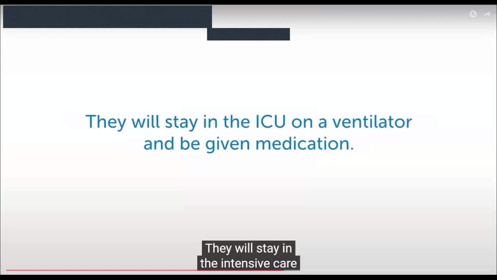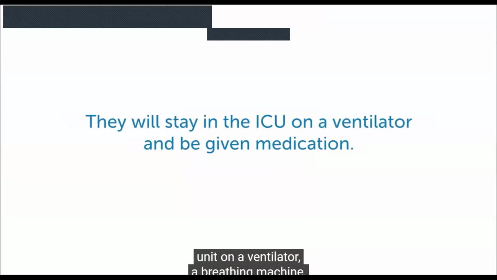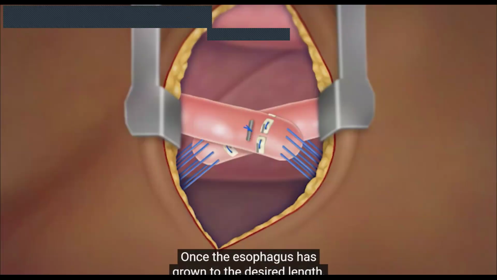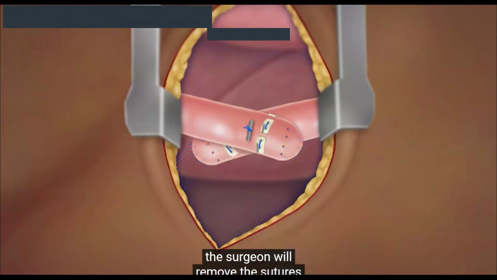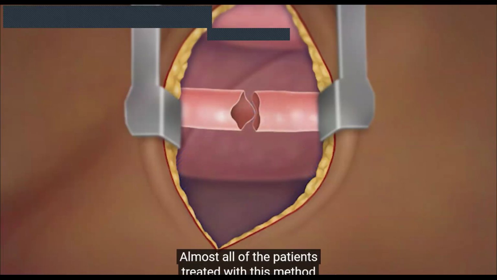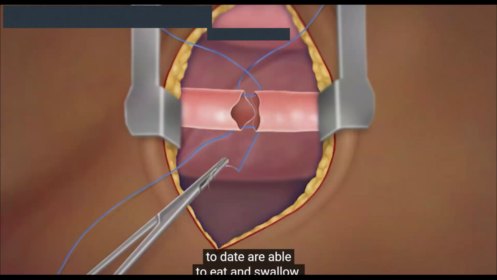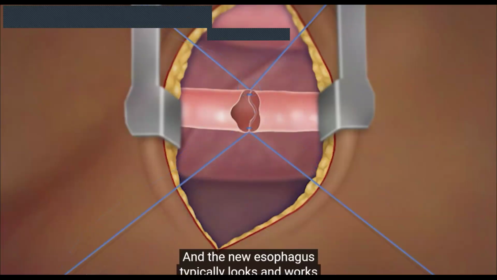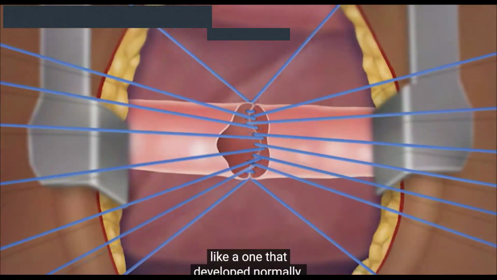During this process, your baby will need to be motionless. That's because excessive motion might break or pull out the sutures. They will stay in the intensive care unit on a ventilator, a breathing machine, and will be given medication to help them stay still and comfortable. Once the esophagus has grown to the desired length, the surgeon will remove the sutures and sew together the 2 ends of the esophagus. Almost all of the patients treated with this method to date are able to eat and swallow, and the new esophagus typically looks and works like one that developed normally.